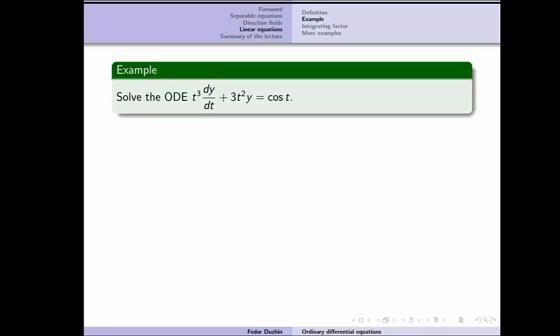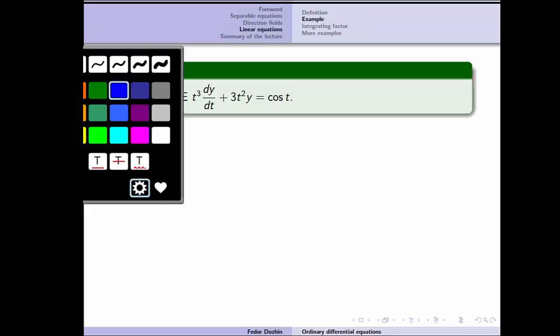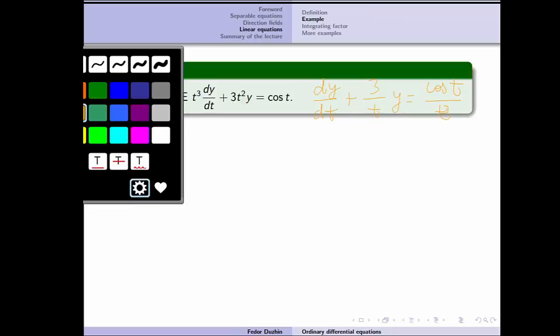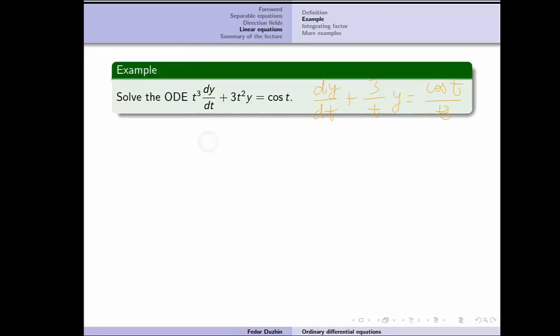Okay, here is an example of a linear differential equation. Notice that, strictly speaking, in order to make it into the default form, we should probably rewrite it as dy/dt plus 3 over t times y equals cosine t over t cubed, dividing by t cubed. Strictly speaking, but I don't want to do that because I want to demonstrate something.